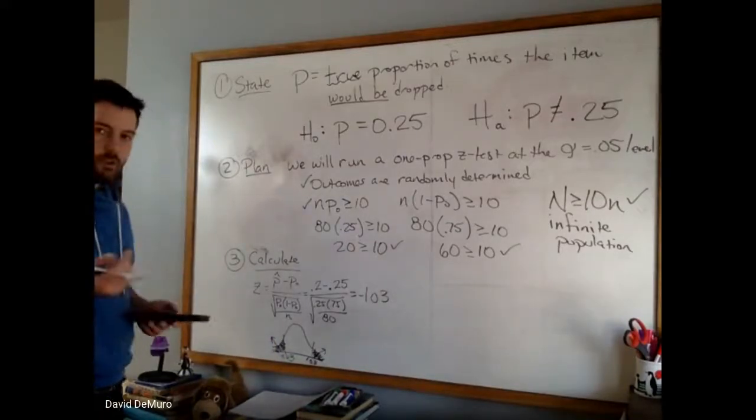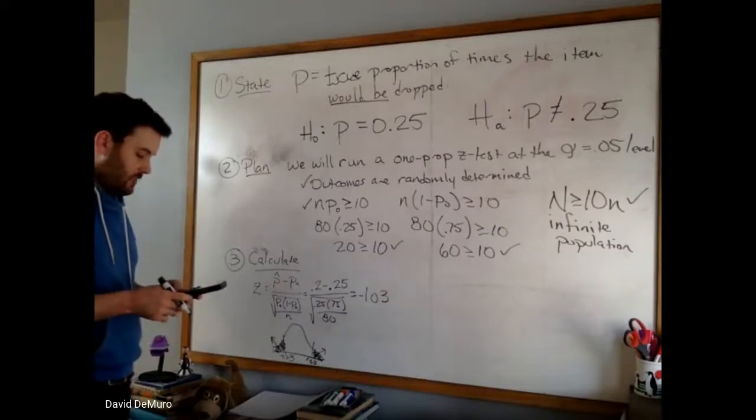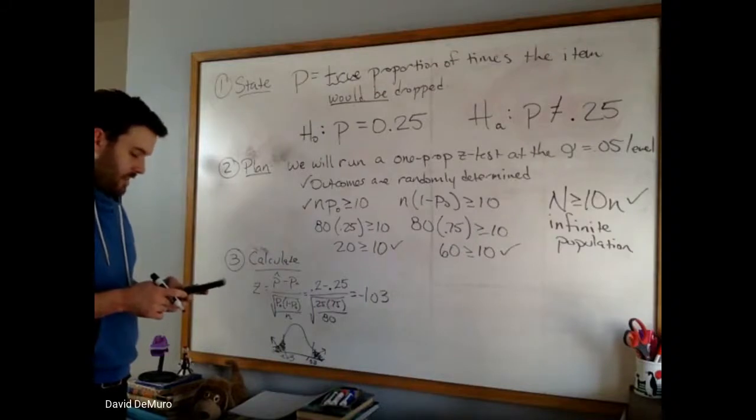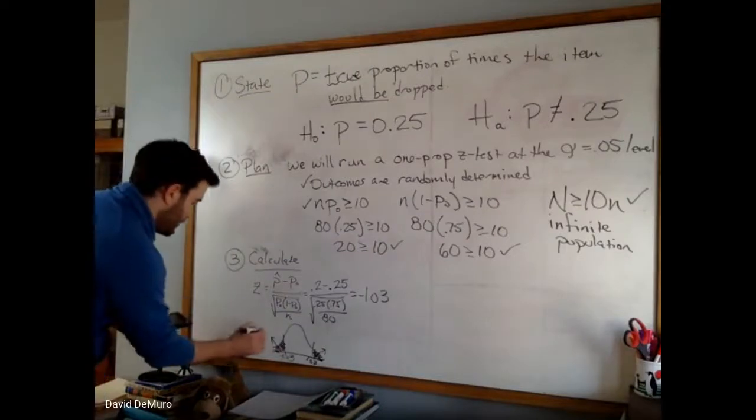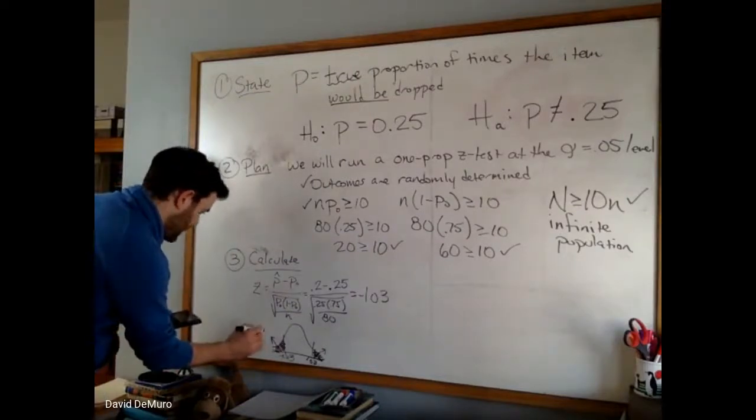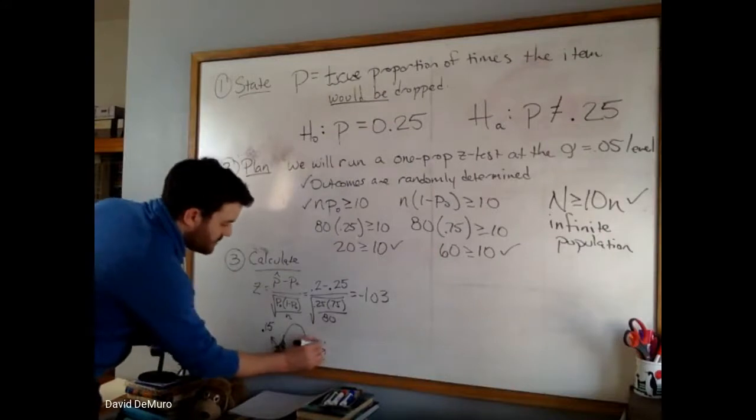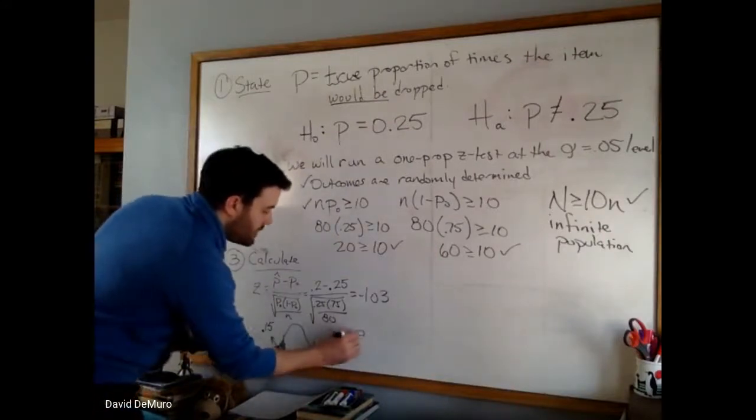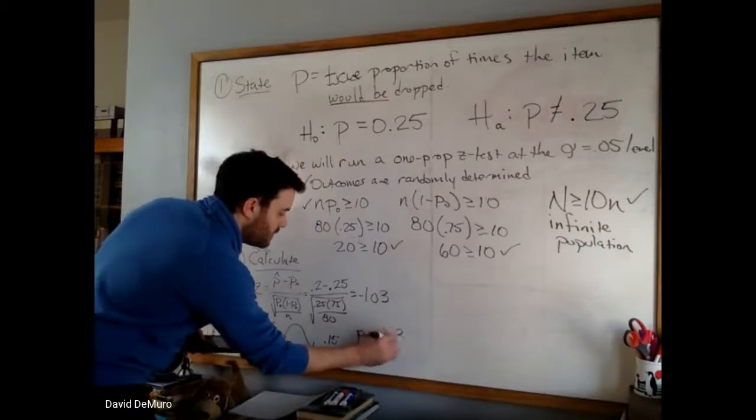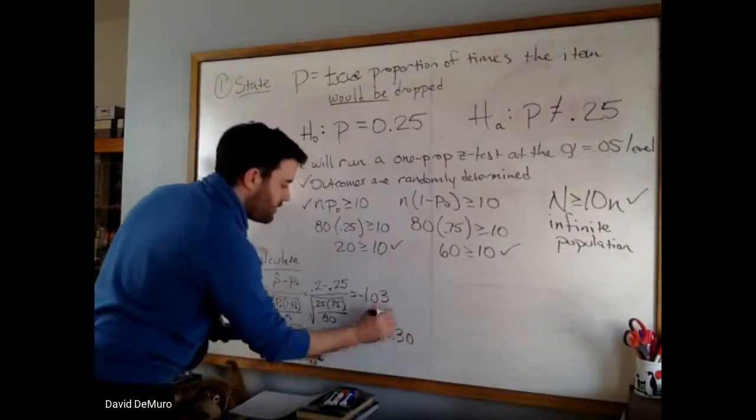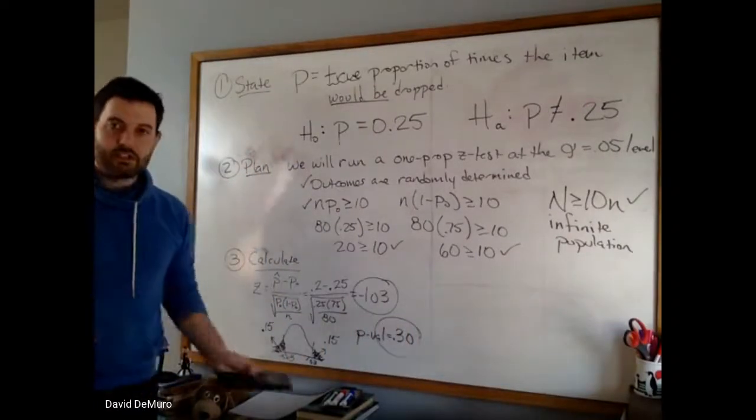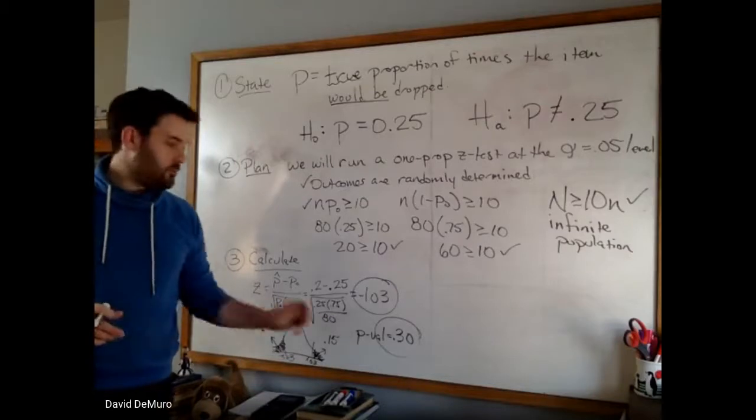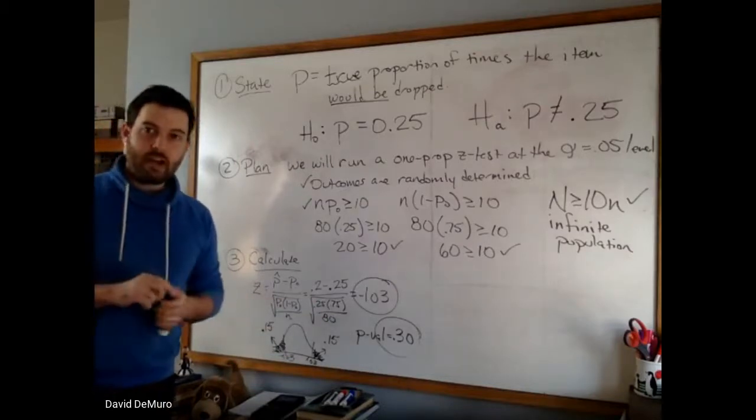One way to do that, if you have an Inspire, you can use normal CDF, menu 652. Lower bound would be negative infinity, upper bound negative 1.03, and you'll leave the mean and standard deviation as 0 and 1, and we'll end up with 0.15. Due to symmetry, the other tail will be 0.15 as well. So the p-value is 0.30. So there's the two things that you need in this step: your z-score or test statistic, and your p-value. Let me show you how to do that on the Inspire.